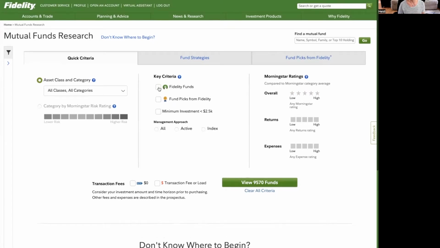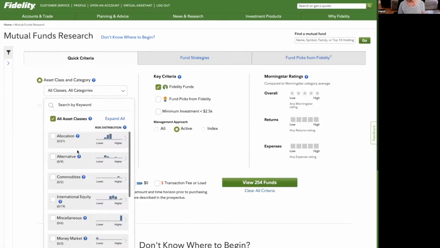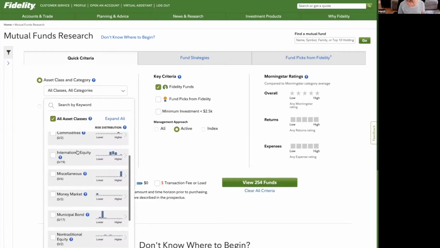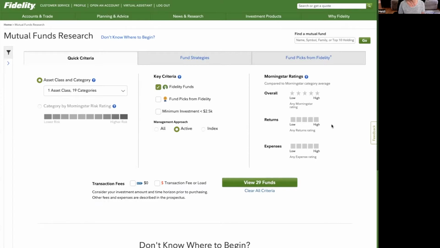So let's just pick something here, Fidelity. We're going to go with actively managed. We talked about the difference between the cost between an index and an actively managed. We have 254 funds here, so let's limit that a little bit. Let's see, we'll pick a class over here, perhaps international equity. So we're gonna look at international stocks and we're gonna want them to do pretty well. So we've got 13 funds that we can look at with the criteria that we picked.